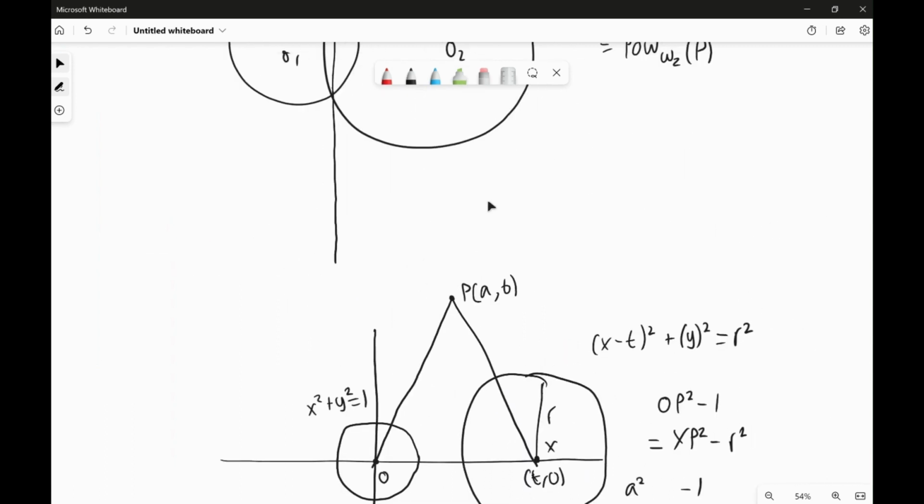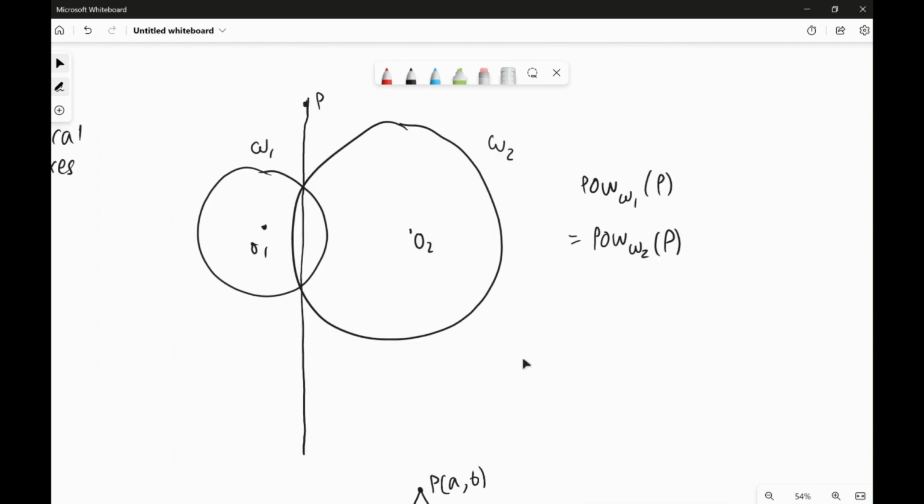And note what happens here. If the two circles intersect, and this point here is x and this point here is y, then the radical axis is just xy, as you see, because the power of x with respect to omega 1 is equal to the power of x with respect to omega 2, which is 0, because x lies on both circles. And similarly for y. And since 2 points define the line itself, we get the radical axis.